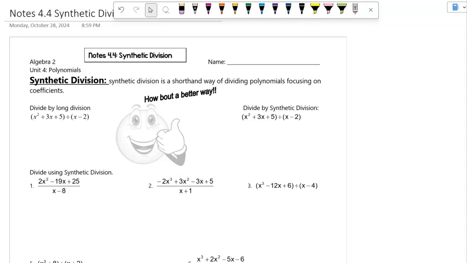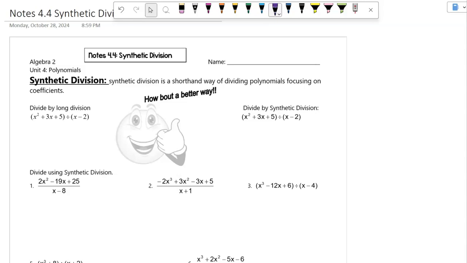Okay, so what we're going to work on today is synthetic division. It's a shorthand way to divide polynomials, and we just focus on the coefficients instead of all the x squareds and x's and all the variables. So let's just do a quick refresher on long division.